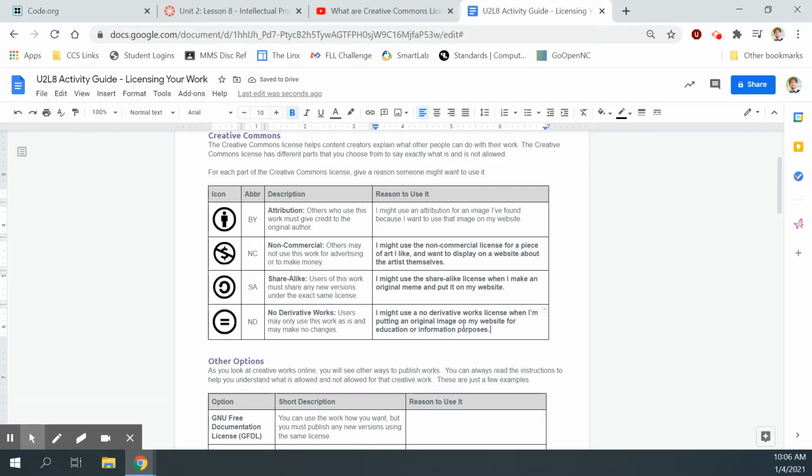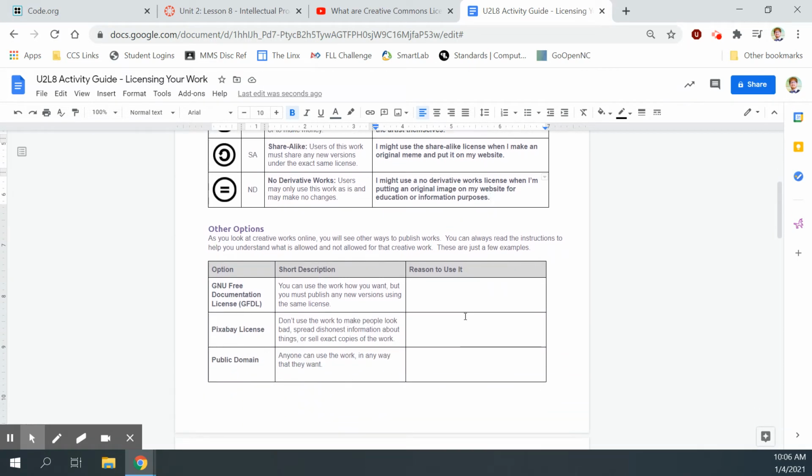Right? You're not changing it. It's not a joke or a meme or anything like that. It is strictly for information, education, or entertainment, right? But you can't change it. All right, let's move on.